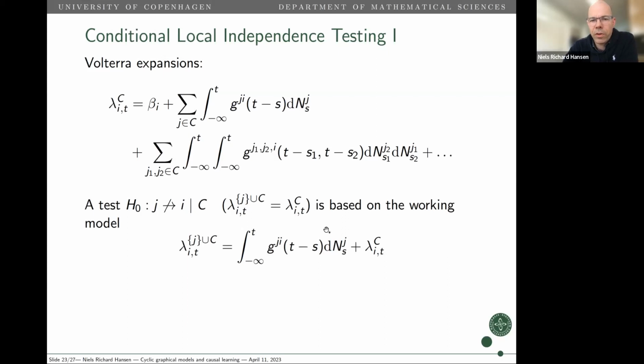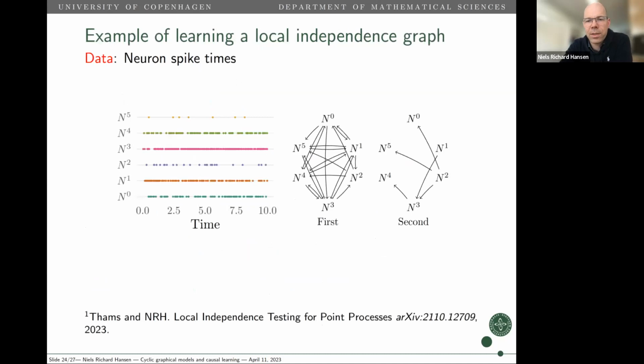So in the first proposal here, we have a working model where we say we have the intensity lambda c here, and then we add a term corresponding to J. And this will be the working model where we include J. And then we use a Volterra expansion of lambda c here. So hopefully you will have almost no or very little model misspecification in lambda c. And then we test whether this added kernel here for the J coordinate is 0. So that's one way of doing this test.